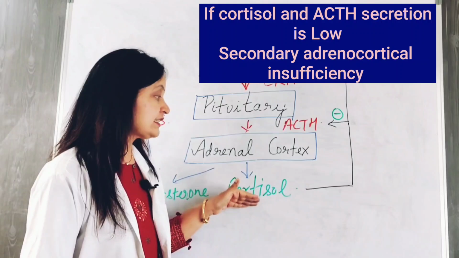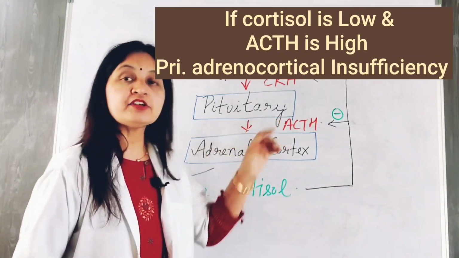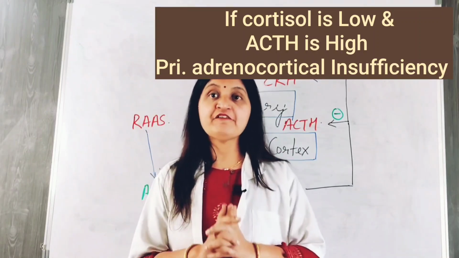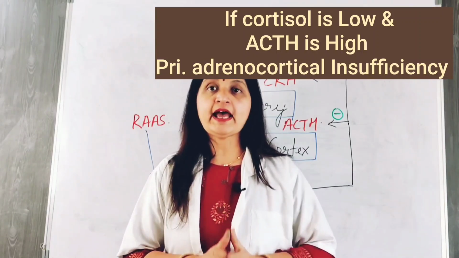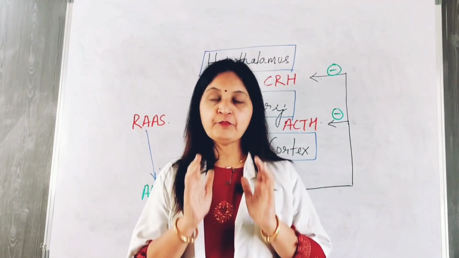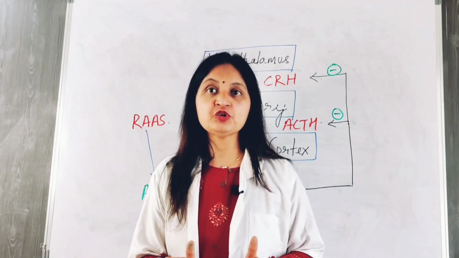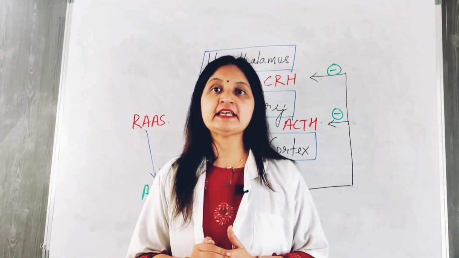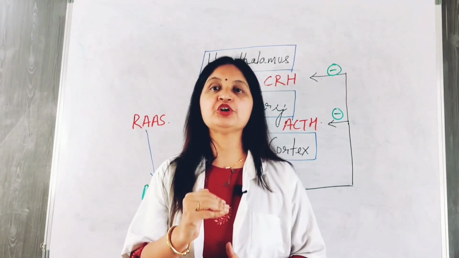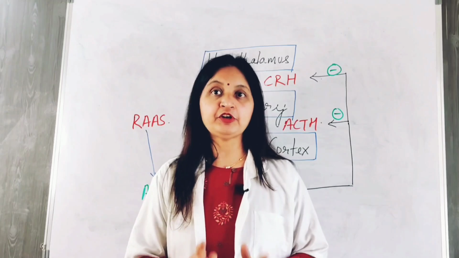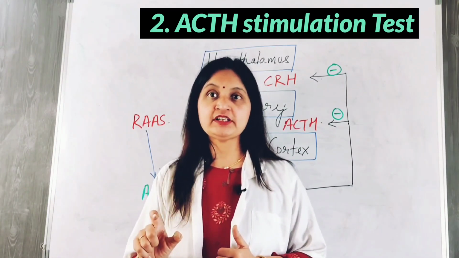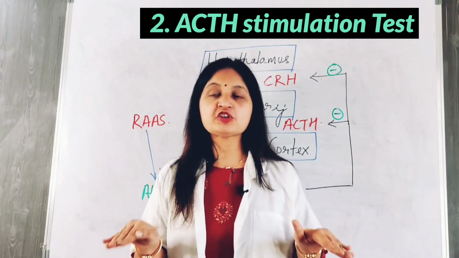But if the cortisol levels are low but the ACTH secretion is high, it is a case of primary adrenocortical insufficiency. So the defect is in the adrenal gland, whereas the pituitary gland is normal, leading to normal ACTH secretion. So if both ACTH and cortisol secretion is reduced, it is a case of secondary insufficiency. And if the ACTH secretion is normal and cortisol production is reduced, then it is a case of primary adrenocortical insufficiency.